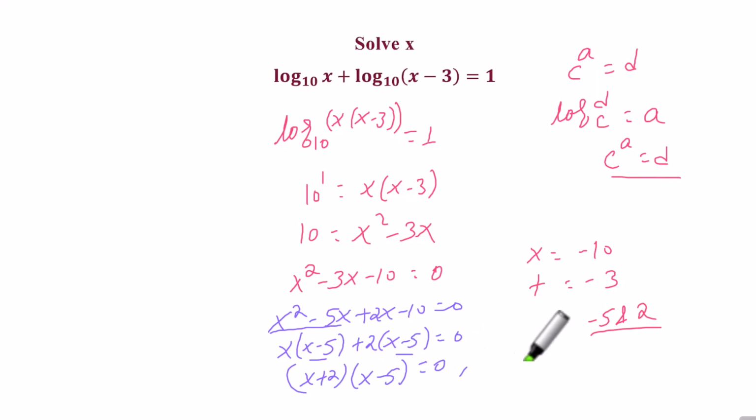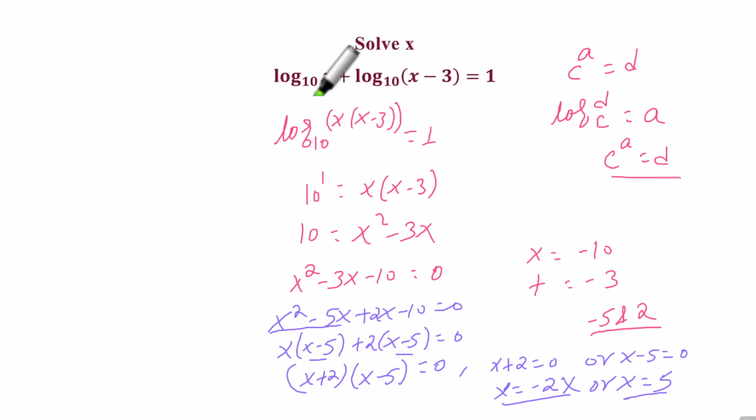For this to be true, x plus 2 should be equal to 0 or x minus 5 should be equal to 0. So x should be equal to minus 2 or x should be equal to 5. But here minus 2 cannot be the answer. Can you write the reason why minus 2 is not in the solution set of this equation? Only 5 can be the answer. We can prove it for 5, but minus 2 cannot be the answer.